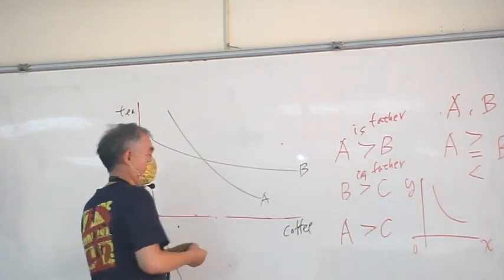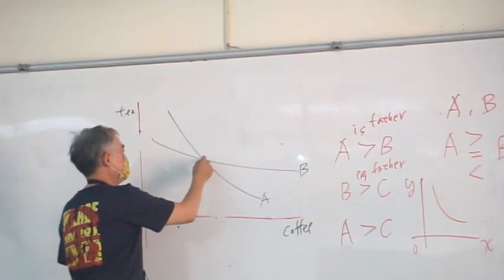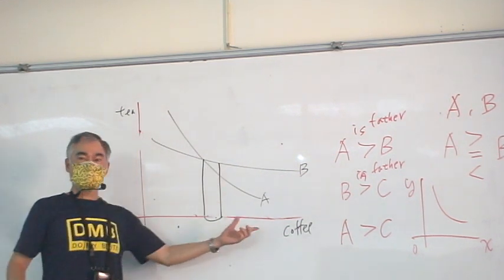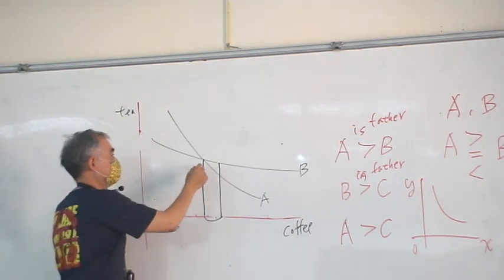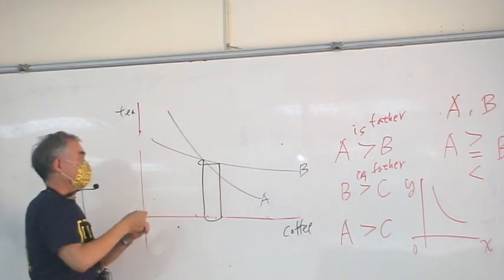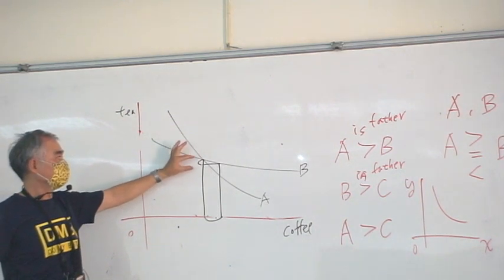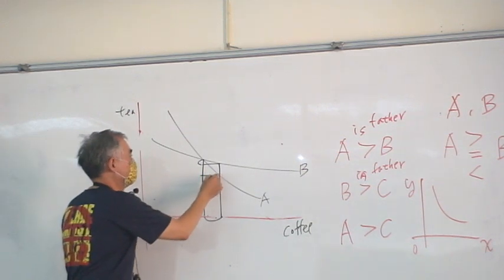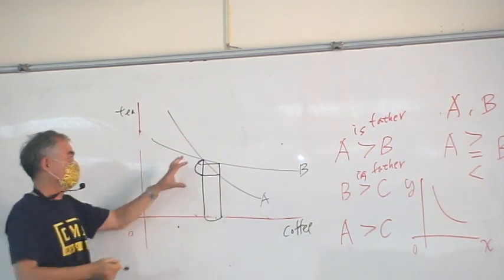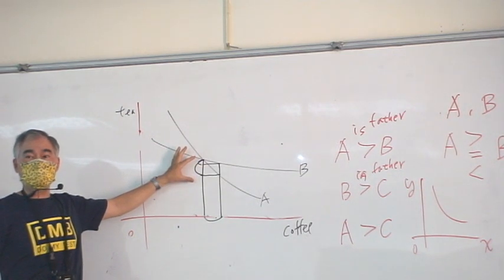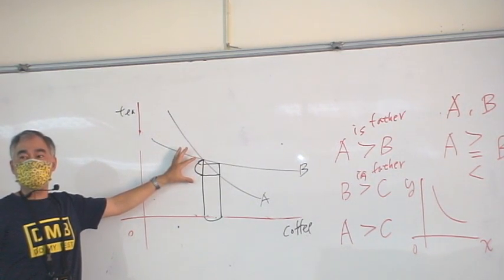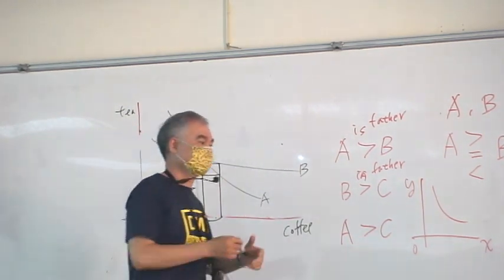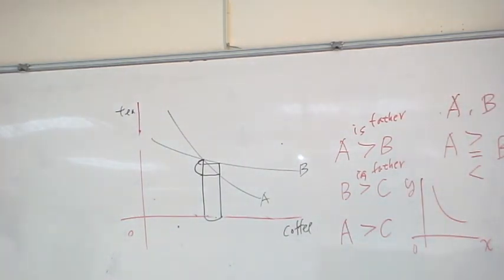If you want to know why, it's very simple. To get one extra unit of coffee, person B is only willing to sacrifice this much tea, but person A is willing to sacrifice this much tea. So who is willing to pay a higher price? A, right? So A prefers coffee to tea. Okay, let's move on.